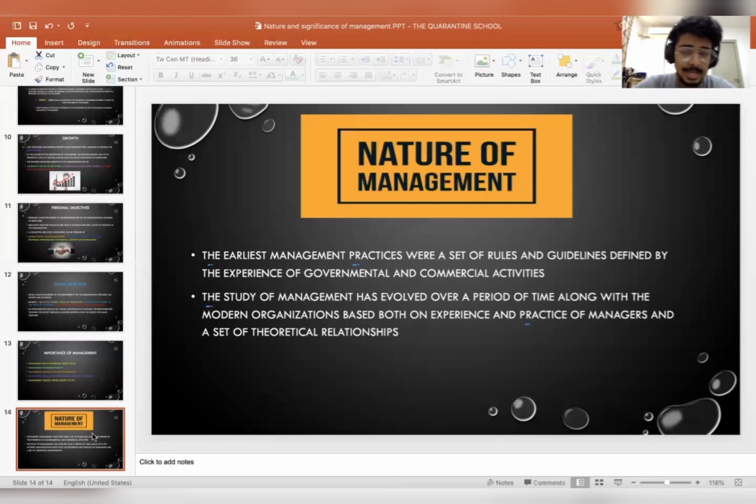Now, nature of management. In this slide, the nature of management will be discussed in brief. This deals with the evolution of management over time. The earliest management practices were a set of rules and guidelines defined by the experience of governmental and commercial activities. Earlier, there were no management books or literature by which management could be learned. Experienced people used to share their experiences with other people in order to get acquainted with what management is. Number two, the study of management has evolved over a period of time along with modern organizations, based both on the experience and practice of managers and a set of theoretical relationships.